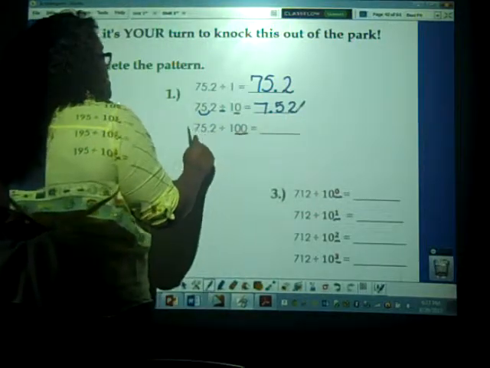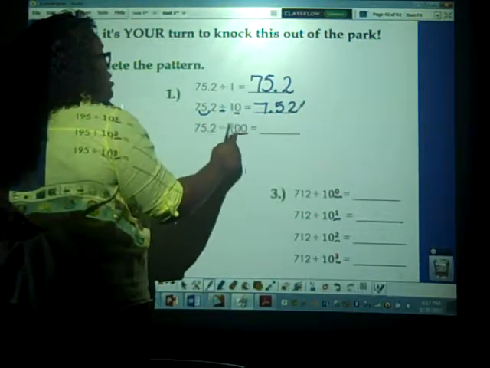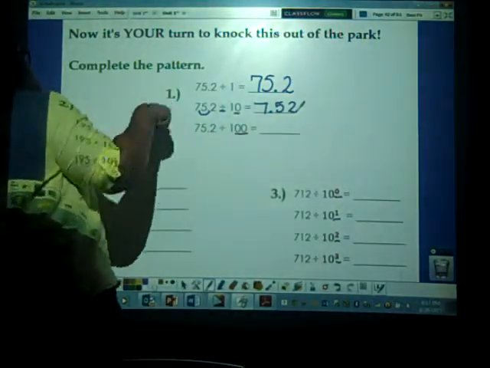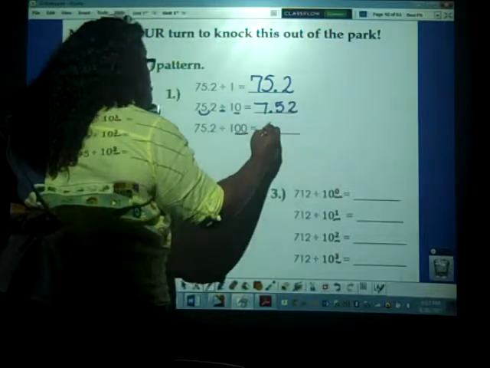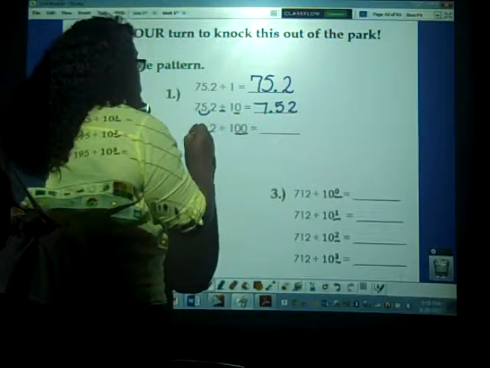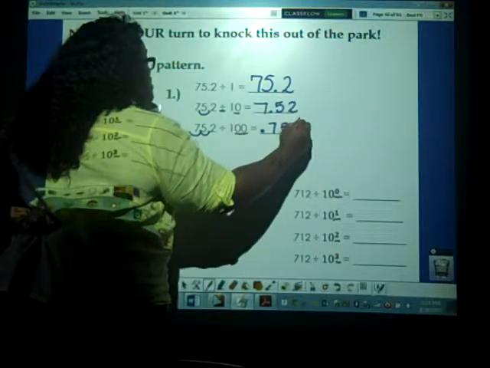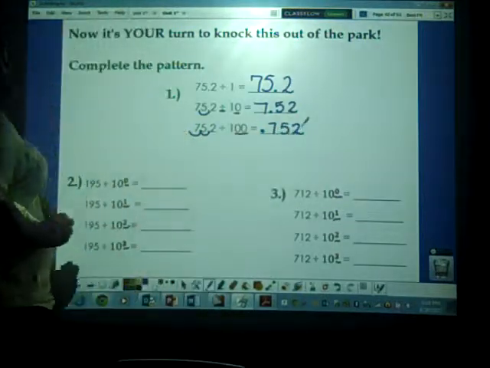Well, 75 and 2/10 divided by 100. 100 has 2 zeros. I'm dividing, so my decimal point is going to go to the left because it's decreasing in value. So now my decimal point is going to be 1, 2. It's going to be in front of the 7. So now it's 752 thousandths.